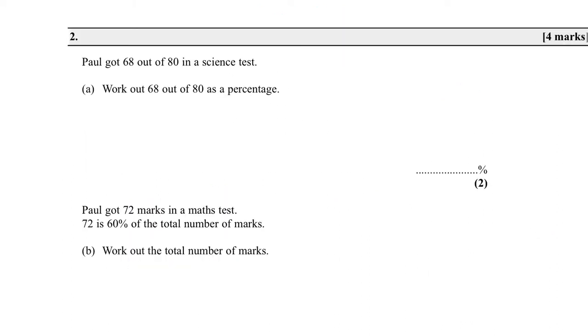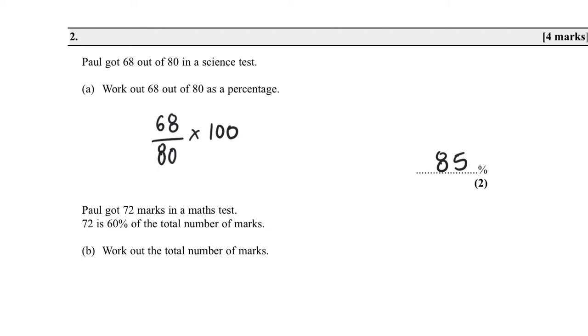Okay, so question 2. Paul got 68 out of 80 in a science test. Work out 68 out of 80 as a percentage. So we're going to do 68 divided by 80 times 100. So we have 85%.